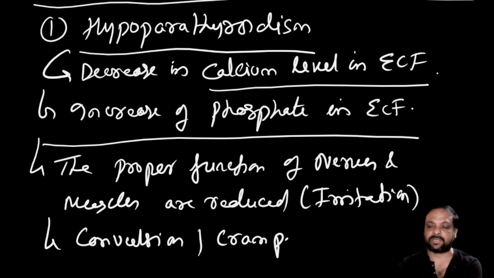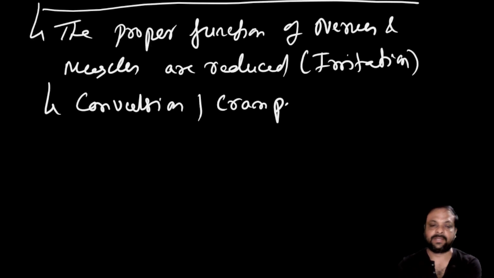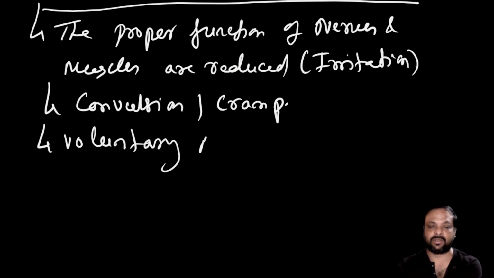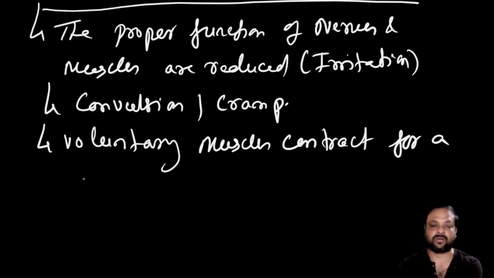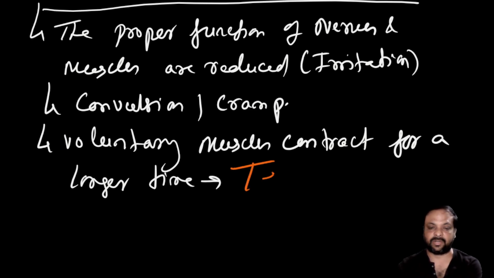So when it causes convulsion and cramp, what happens? Now the voluntary muscles in the body contract for a longer time. And this condition is called tetany.